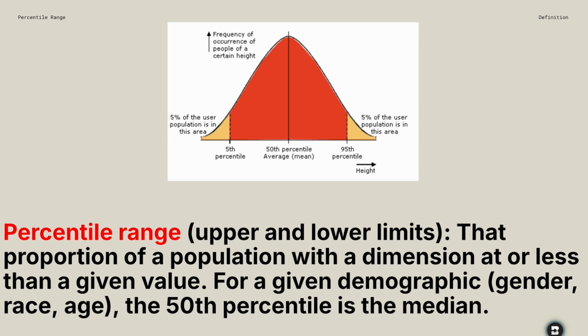Let's talk about percentile range. So this is the upper and lower limits that a proportion of the population with a dimension at or less than a given value. For a given demographic, this would be gender, age, and race, the 50th percentile is the median. We find that percentiles fall in this nice bell curve, right, where your 5th percentile's here, your 95th percentile's here, your 50th percentile's here. We'll find that a population will generally fall into these bell curves like this.